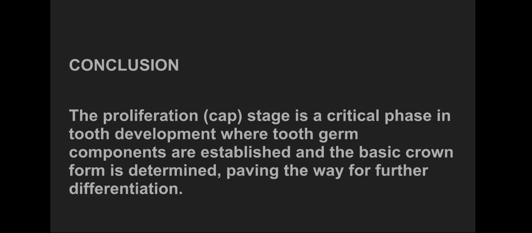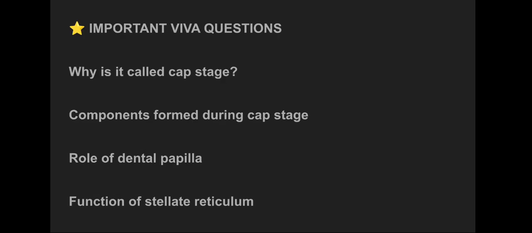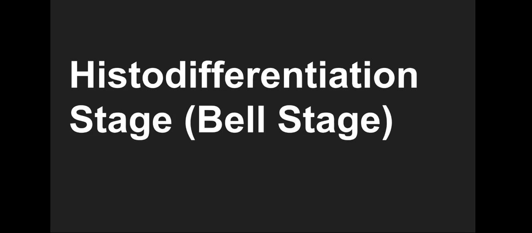Okay, draw this diagram properly. So the conclusion of the cap stage: the proliferation or cap stage is a critical phase in tooth development where tooth germ components are established and the basic crown form is determined, paving the way for further differentiation. Next, the most important viva questions: why is it called the cap stage? Components forming during the cap stage, then the role of dental papilla, function of stellate reticulum.